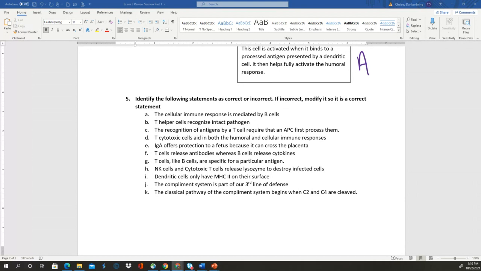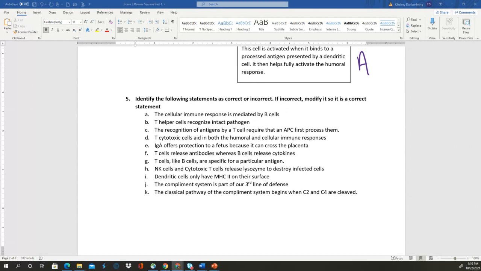So remember, B cells have two activations. B cells activate themselves when they recognize and digest their intact pathogen, and then they get activated again by these T helper cells. And it's the second activation that's going to allow them to divide and differentiate.